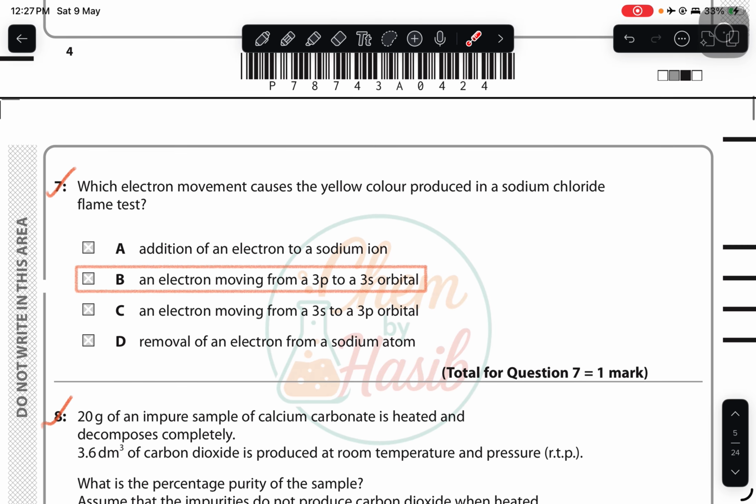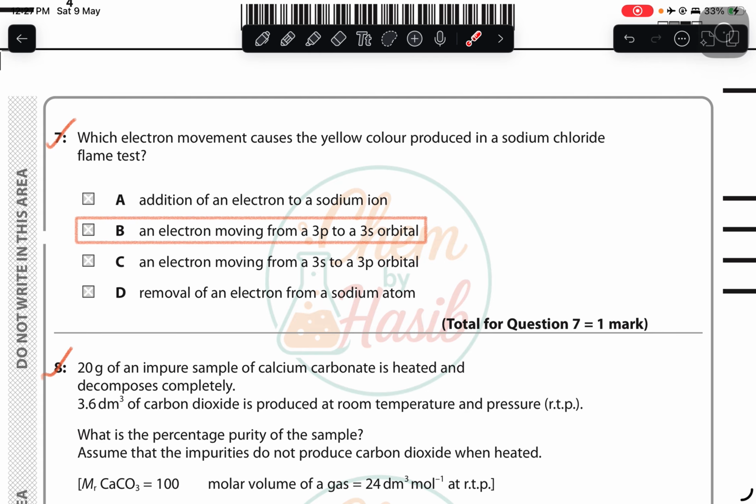Question number 7. It says, which electron movement causes the yellow color produced in a sodium chloride in a flame test? Now, in any flame test, the color is caused because electrons are excited and move to the higher energy orbitals. And when they drop back from the higher energy orbitals to the lower energy orbitals, they release some radiation. They emit some photon. That is why you see a color, because the frequency of the radiation is within the visible range.